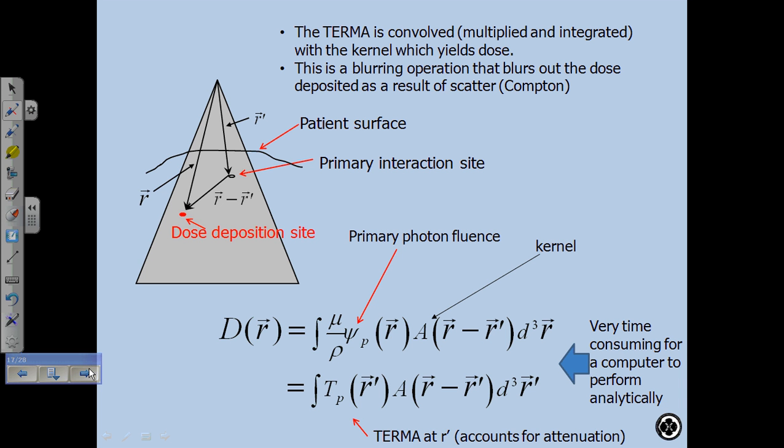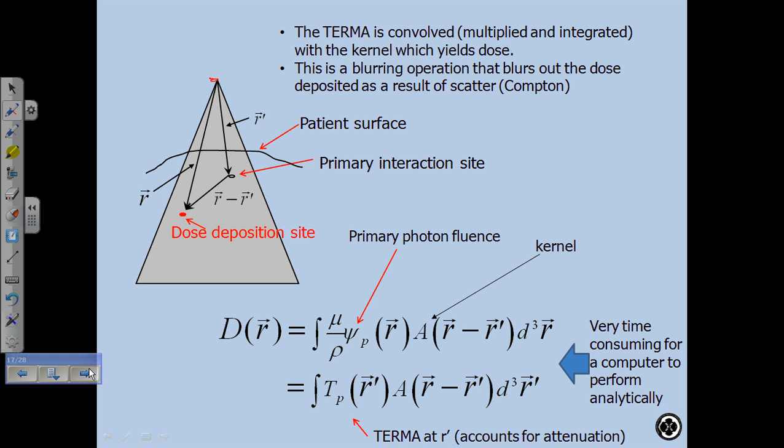This is a picture of a patient surface over here. The source of radiation is up here. Photons emanate from the source, come down, and a photon interacts at a particular site and creates another scattered photon. Of course, there's a scattered electron, but we're going to take it event by event, and assume this event has scattered one time and deposited its dose right here. The other possibility is that the primary photon has created an electron, and that electron has deposited dose here.